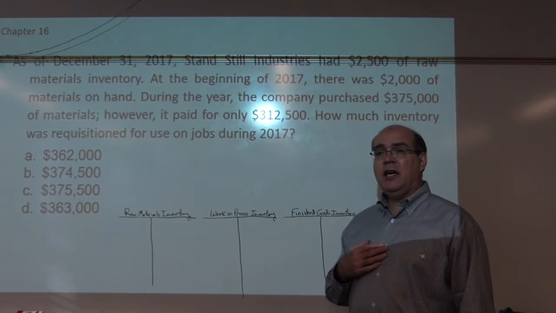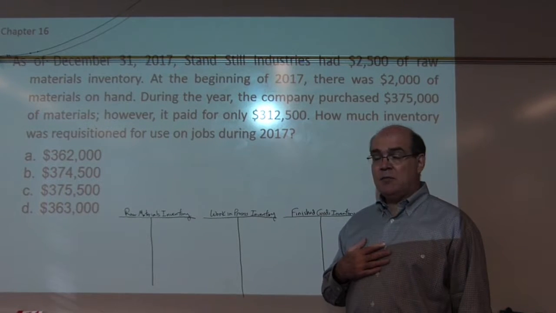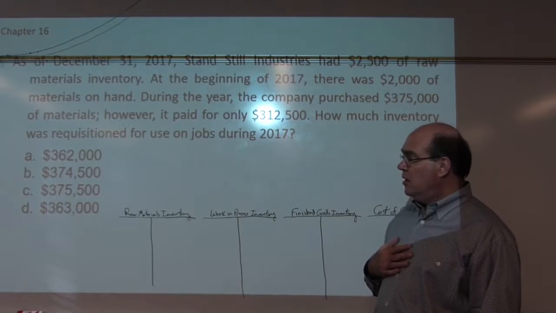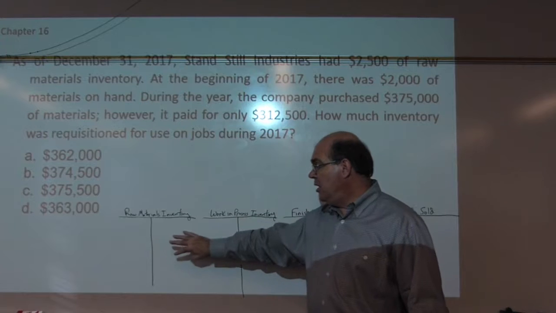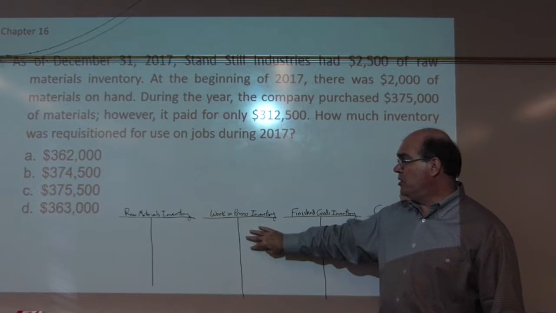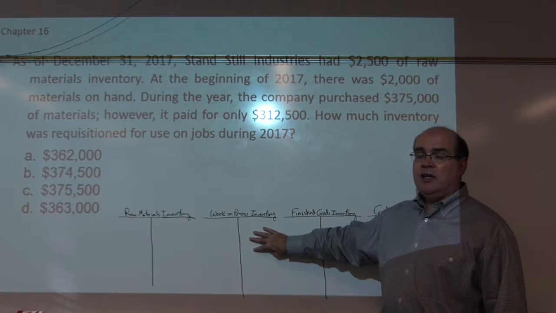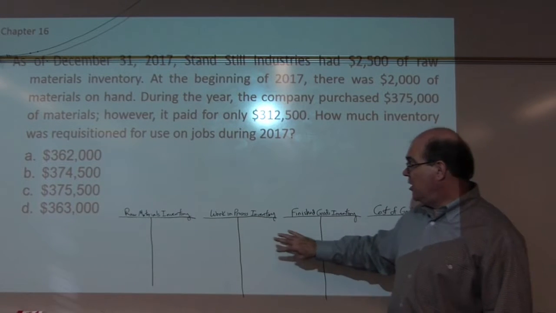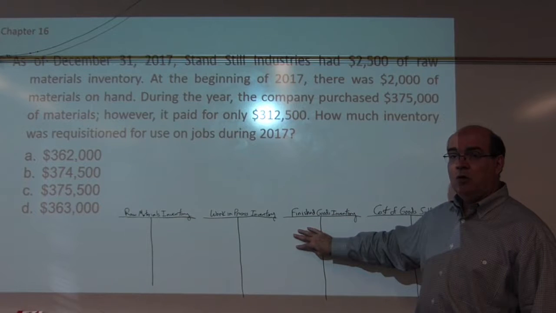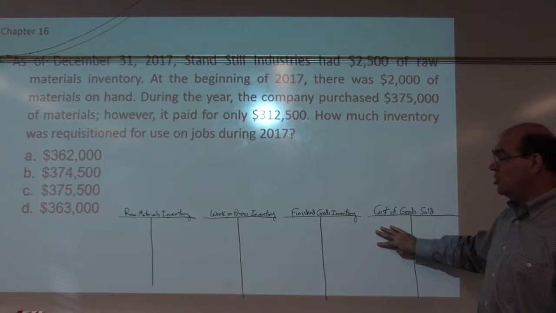But I find T accounts to be an easy way for me to keep this in mind because they illustrate the flow of the costs from the raw materials inventory when the raw materials come in, and then work in process, where the materials get moved into process, and then the labor and the overhead get added. When those are finished, they get moved to finished goods until they're ready to go, and then when they're sold, they go to cost of goods sold.